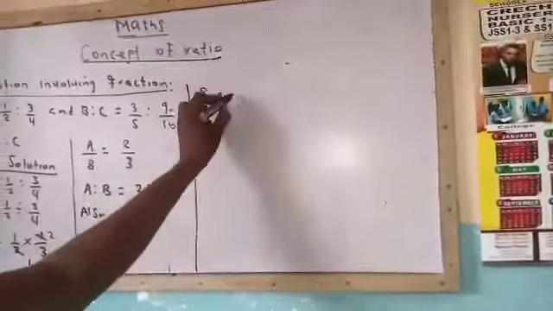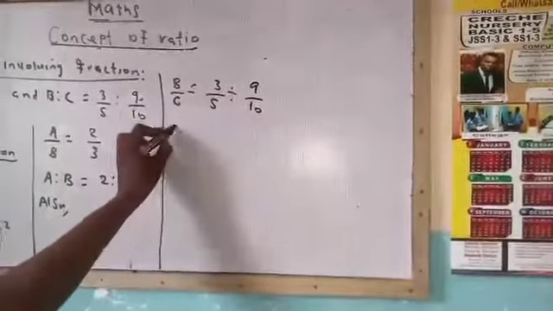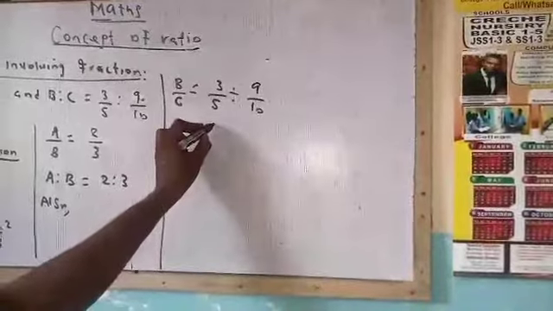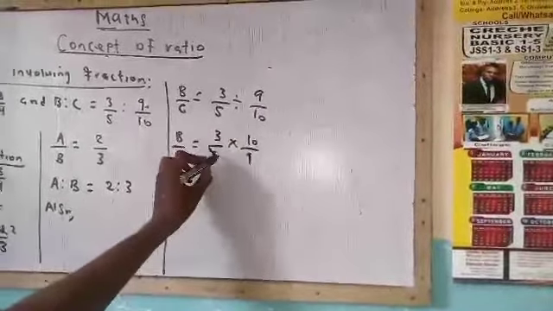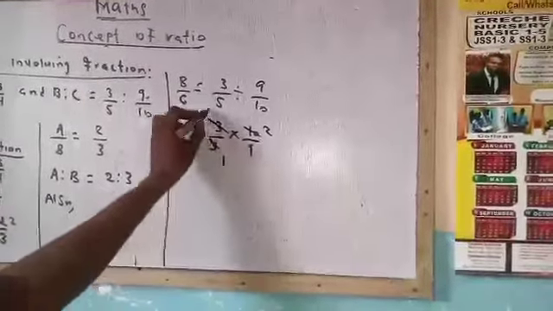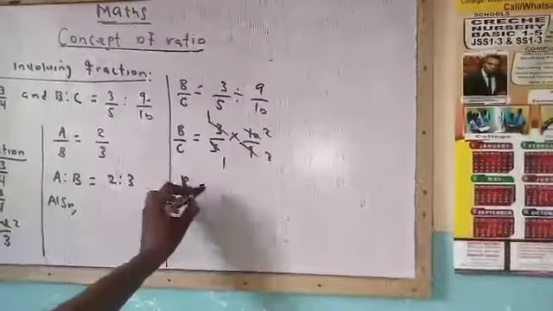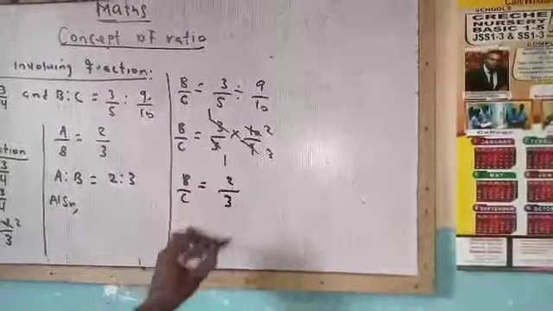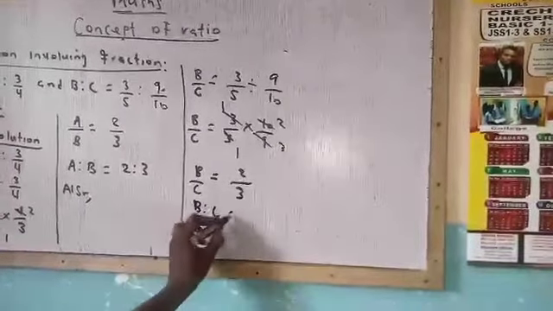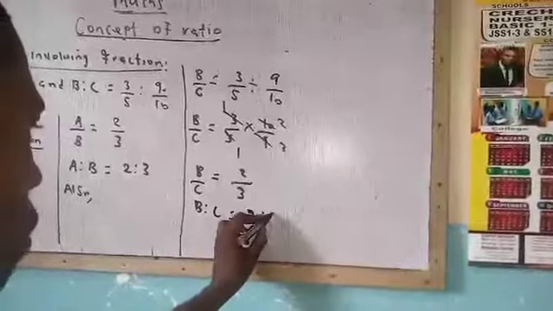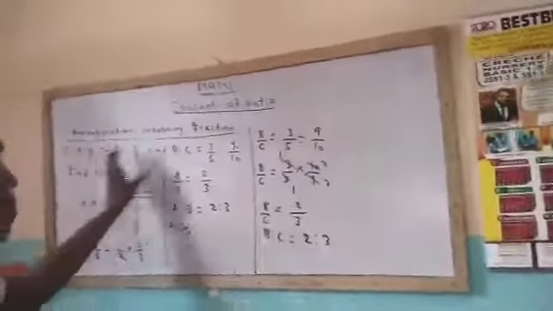Also, we have B over C is giving us 3 over 5 divided by 9 over 10. So my B over C is giving us 3 over 5 times 10 over 9. So what do we have here? 5 here 1, 5 here 2, 3 here 1, 3 here 3. So B over C is giving us 2 over 3. So I can now express this as B ratio C is giving us 2 ratio 3. So now you can see that I've been able to express the fractional form in whole number form.